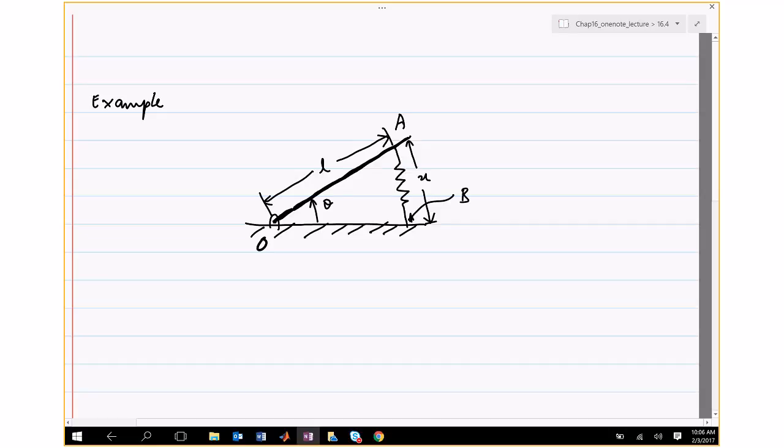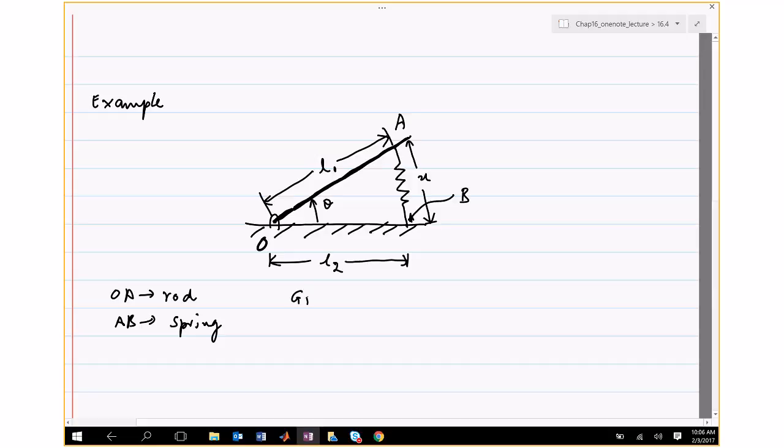Okay, so OA is a rod, and AB is a spring, and you're given L. Let me call it L1 actually, L1 and L2. So you're given where the spring is attached to the ground. You're also given the distance L1 of the rod where the spring is attached.